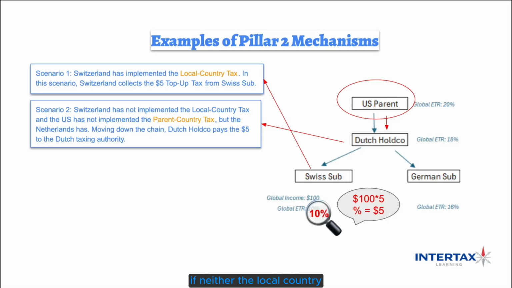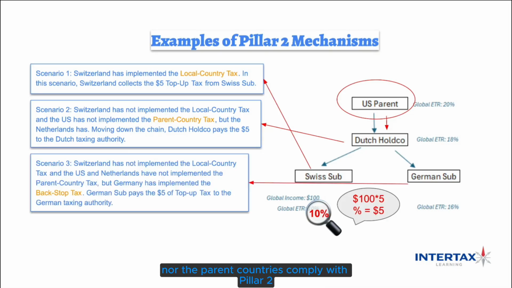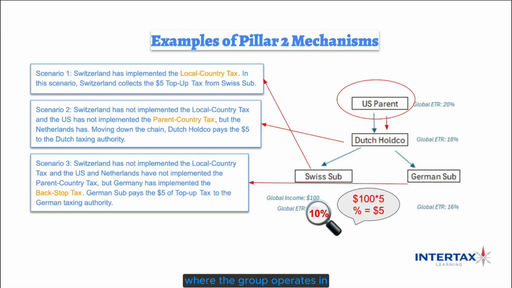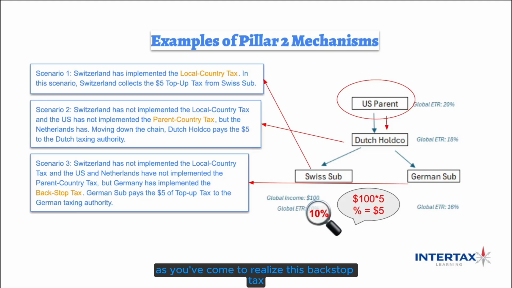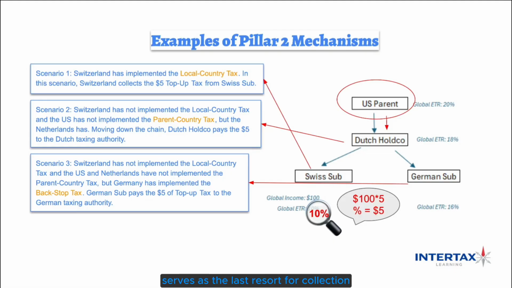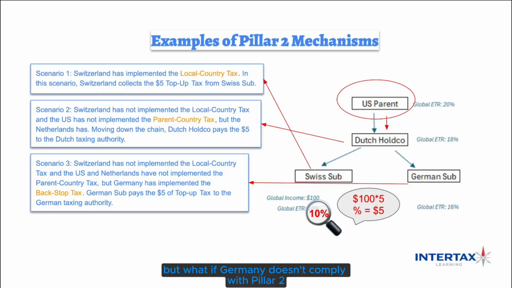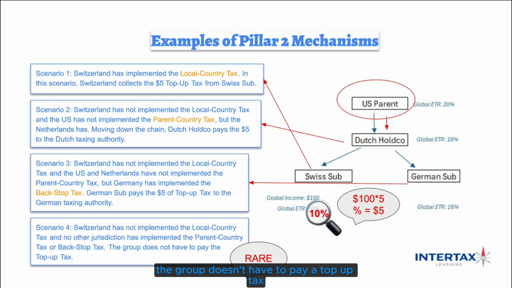If neither the local country nor the parent countries comply with Pillar 2, it is expected that the remaining countries where the group operates in will collect the backstop tax. In this case, Germany collects the $5 from the German sub. As you've come to realize, this backstop tax serves as the last resort for collection. But what if Germany doesn't comply with Pillar 2? In this case, the group doesn't have to pay a top-up tax.